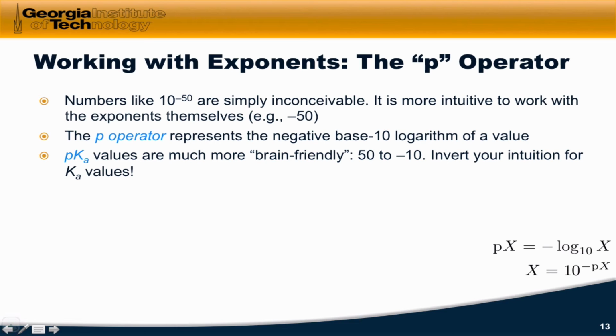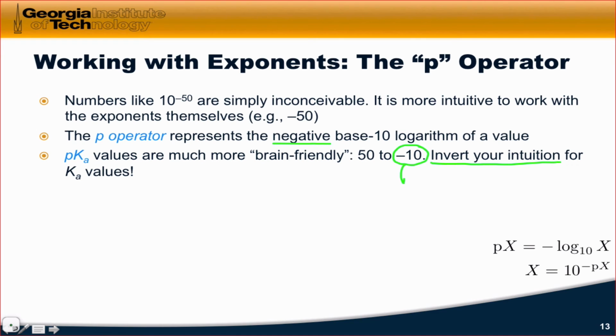pKa values, Ka values to which the p operator has been applied, are much more brain-friendly. The range on the last slide goes from 10^-50 to 10^10, to 50 to -10. But one of the tricks here is that since we are multiplying by negative 1, we need to invert our intuitions for Ka values. In other words, a low pKa value, like -10, corresponds to products favored, mostly dissociated H3O+ and A- at equilibrium, while a high pKa value corresponds to very little dissociation and reactants being favored at equilibrium such that mostly aqueous HA is present.